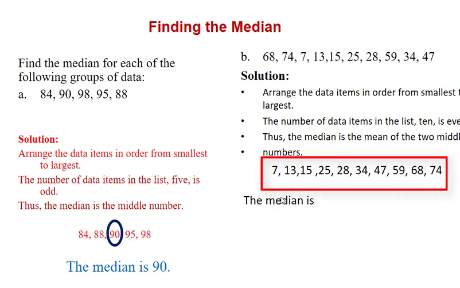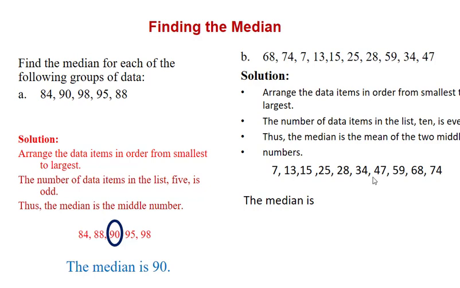Okay, let's look at this example. Once again, we must put them in order from the smallest to the largest. There are 10 items, so 10 is an even number. The middle is between 28 and 34, so I will have to do the mean or the average. I will add them up and divide by 2. The median of this group of data is 31.